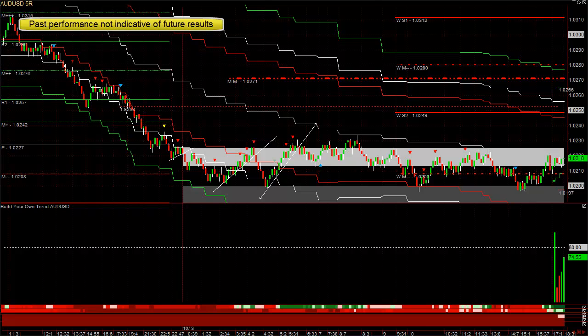Some are going to be nice, beautiful 25 to 80 pip moves, and other ones are going to be very disappointing 3 to 5 pip profits, but they add up, especially over a course of a week to a few months. So take what the market gives you.